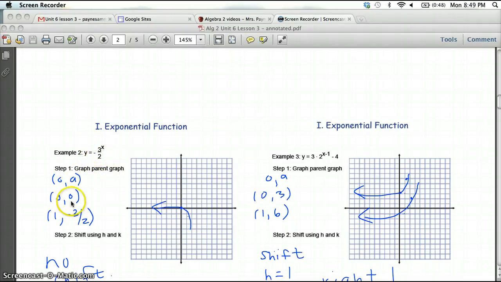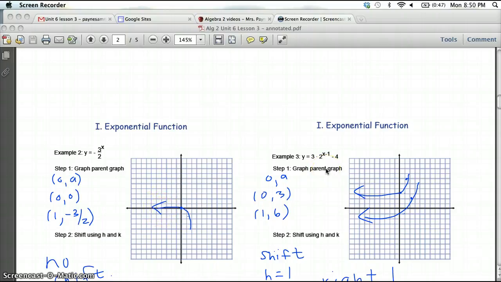So we're going to start at 0, 0, and then remember it's a times b. Now we don't have an a, but we do have a b, which is negative 3/2. So we're going to start at 0, 0, and our second point is 1, negative 3/2. So we're going to go over 1, down 1 1/2. Okay, and then what you're going to do is you're just going to draw up here, hitting both points, and that is your exponential function.